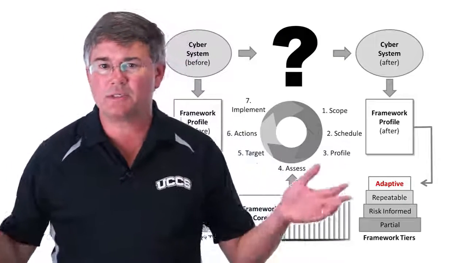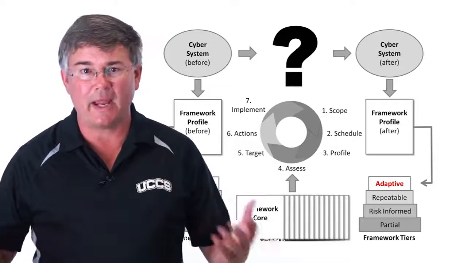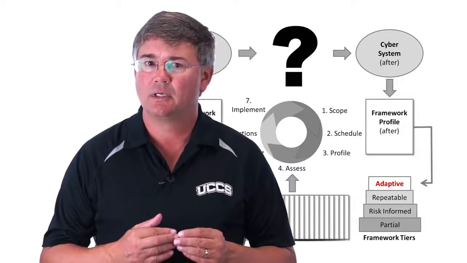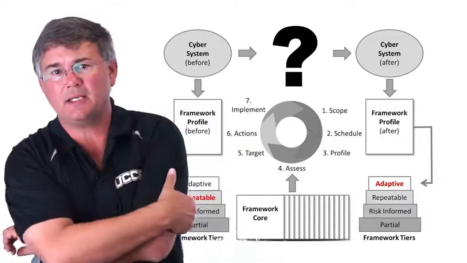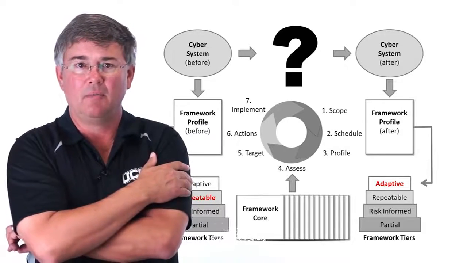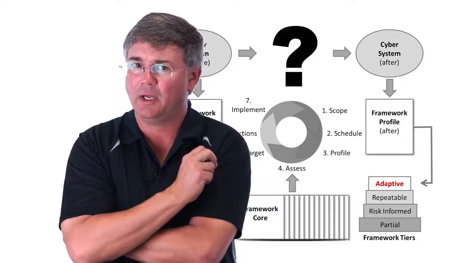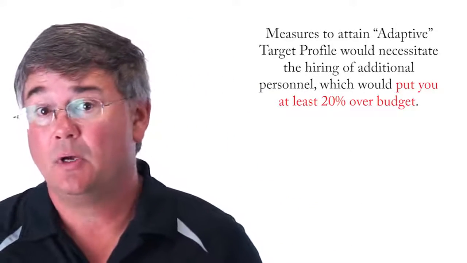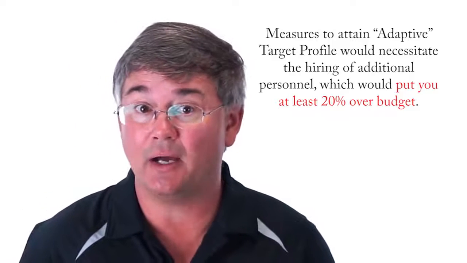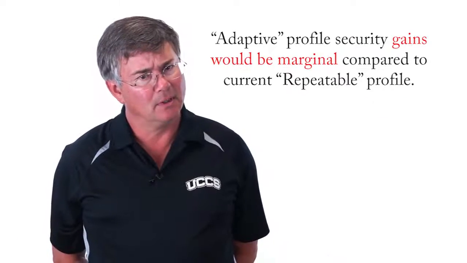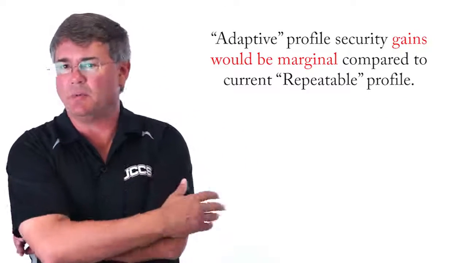So here you are, 3 years into a successful program, conducting your annual business review when management asks, what's your goal for next year? Specifically, they ask if you're going to try and attain a Tier 4 adaptive target profile, the highest level. Because of your familiarity with the framework core, you already have a pretty good idea what additional measures would be required. You also know that these measures would necessitate the hiring of additional personnel, which would put you at least 20% over budget. And for what purpose? By your estimate, the security gains would be marginal.